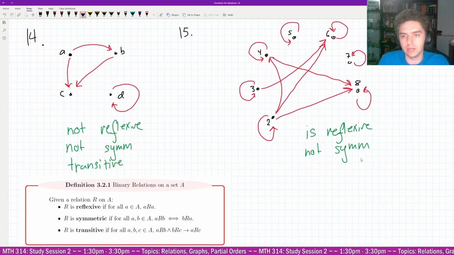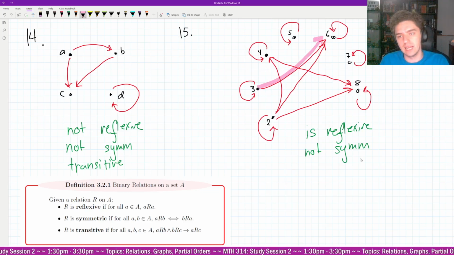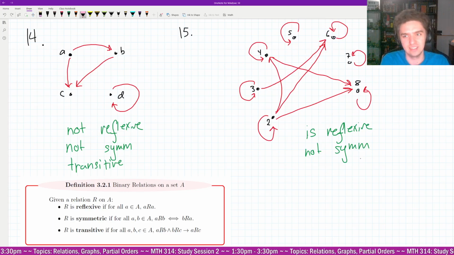Let's see what other combinations we can make. 3 to 6 and 6 to 6 would imply 3 to 6, which is fine, right? That is true. And so I think this is transitive. Yep, I think this is transitive. There's no, unless I'm missing a line that I forgot to write. No, I think that's also transitive.